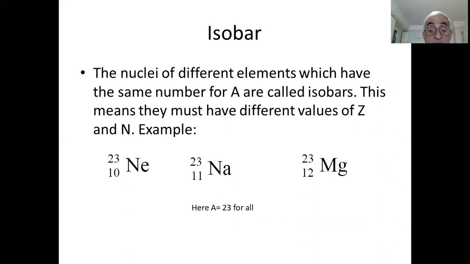And in the other one, Na, sodium 11 by 23, has 11 protons, and 23 is the total number of protons and neutrons, while in magnesium Mg 12 by 23, 12 protons and 23 the total number of neutrons and protons. So these three different nuclei of elements all have A equal to 23. So these are called isobars.